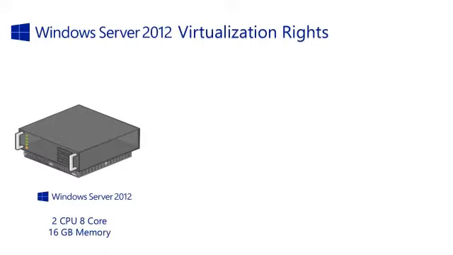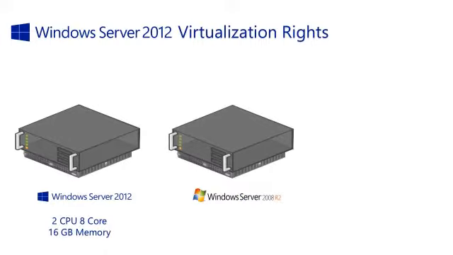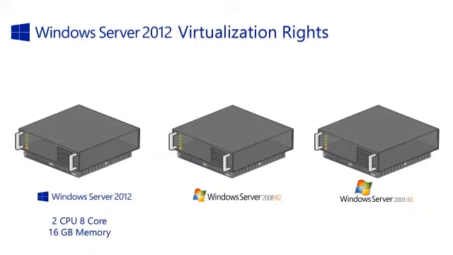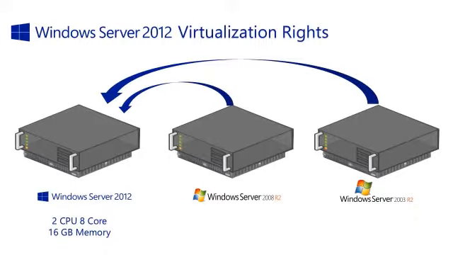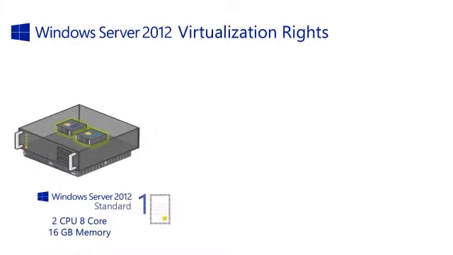Now, let's say you're running some older servers, Windows Server 2008 R2, or even an older server than that, Windows Server 2003 R2, which is a 32-bit operating system. You are now empowered to do what's called a P2V, or a physical to virtual migration. So you take these physical servers and you can migrate them into virtual machines. Windows Server Standard allows you to run and install 2 VM instances, or 2 virtual machine instances, on a single copy of Windows Server 2012 Standard.